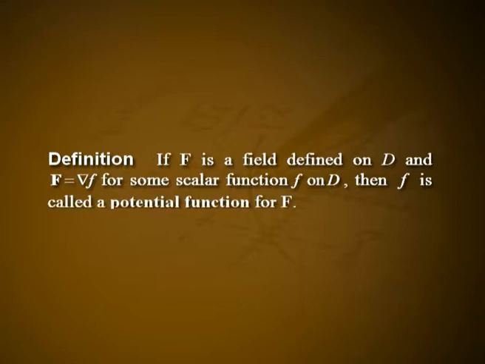Let f be a field defined on an open region D in space, and suppose that for any 2 points A and B in D, the work integral from A to B of f dot dr done in moving from A to B is the same over all paths from A to B. Then the integral f dot dr is path independent in D and the field f is conservative on D. Definition. If f is a field defined on D and f is equal to del f for some scalar function f on D, then f is called a potential function for f.